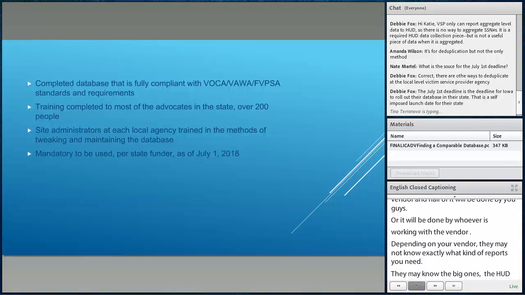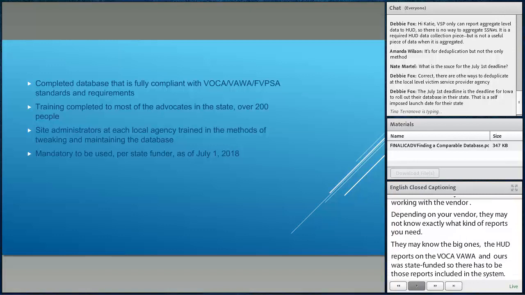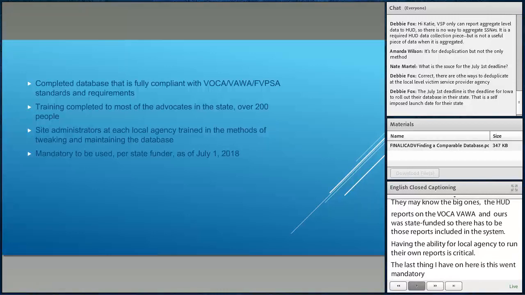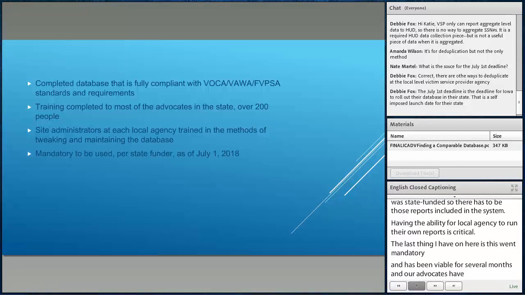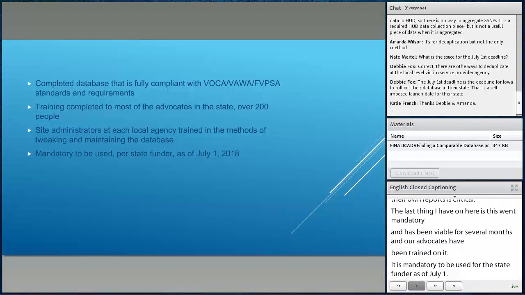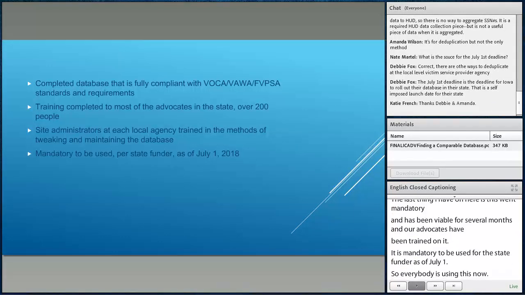So, last thing I have on here is this went mandatory. It's been live for several months, and our advocates have been trained on it. It's been mandatory to be used per the state funder as of July 1. So everybody's using this now. This system has replaced other systems that were in place. Again, that old standalone database, Excel, several other databases that people have been using just to get by. This has replaced a lot of those.